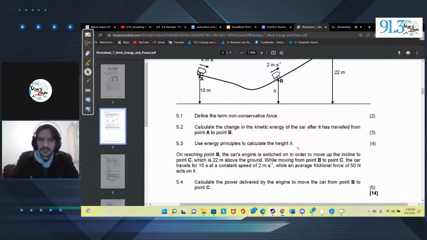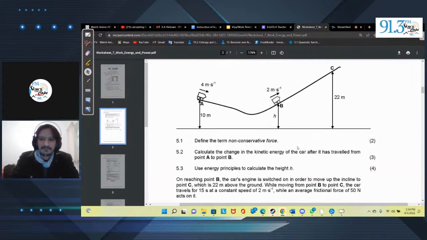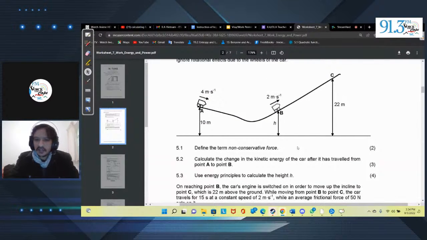5.3. Use energy principles to calculate the height. So what energy uses height in its equation? Think about it for a second. Well, we did just look at kinetic energy, and we know that the formula for kinetic energy is half mv squared. So what energy is going to use height? Well, that would be potential energy, which is mgh, mass times the gravitational constant times height. Right? So we go ahead and we will use that.